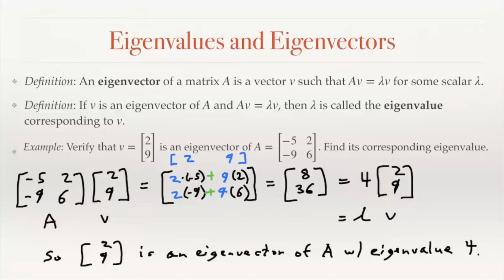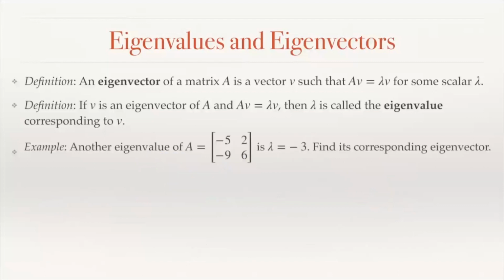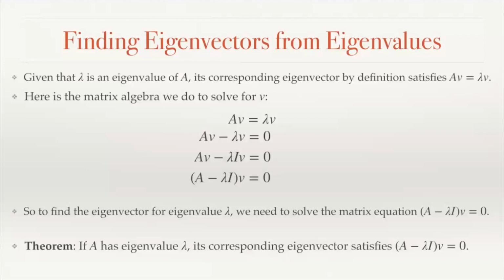What about the other way though? What about, given an eigenvalue, find the eigenvector? So another eigenvalue of this matrix is lambda equals -3. Find the corresponding eigenvector. To do this, we do the following clever algebra.